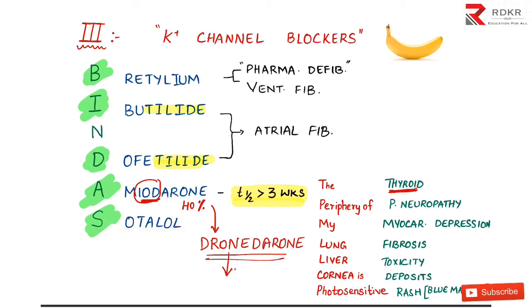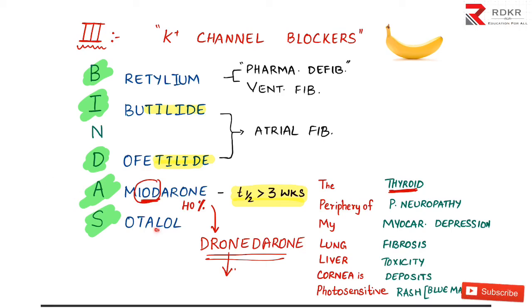Just a second. Amiodarone has also another important point, that it can block all the channels. Like it can block the sodium channel, it can block the potassium channel, it has the capacity of blocking the calcium channel, and also it acts as a beta blocker. But the major action is blocking the potassium channels.